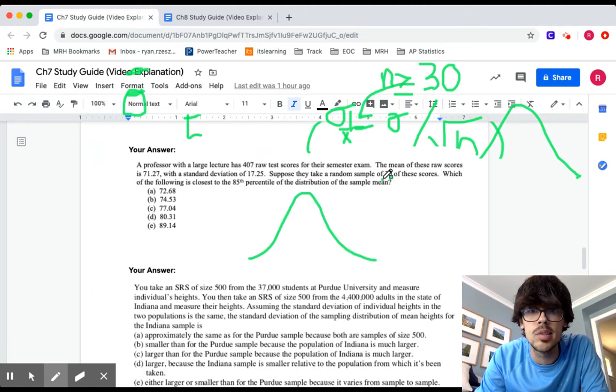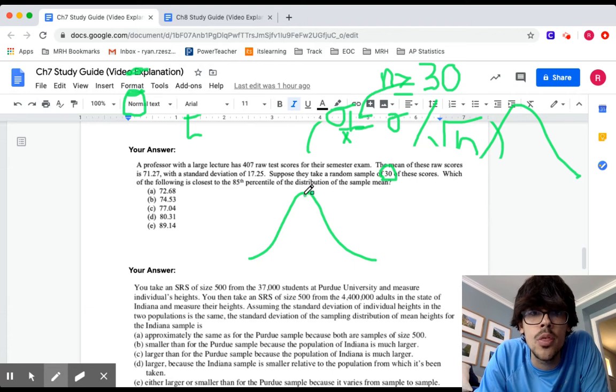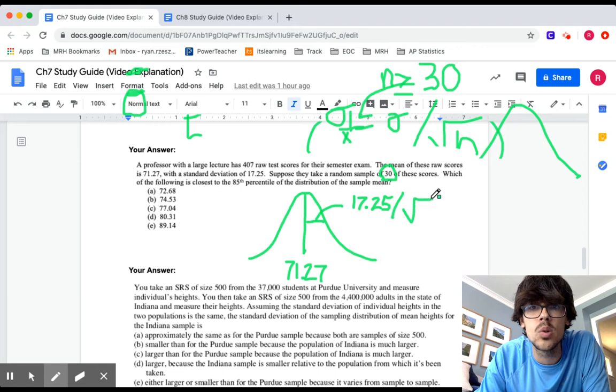No, sorry, my sample size is 30. My population is 407. So my sample size is big enough that I can do a normal CDF. The mean for my population is 71.27, it says. The standard deviation for X bar is not the 17.5. Kids use 17.5 a lot in this. They just grab the population number and they forget, like I said in the last problem, you have to divide that by the square root of n. So I would divide this by square root 30 to get my standard deviation.